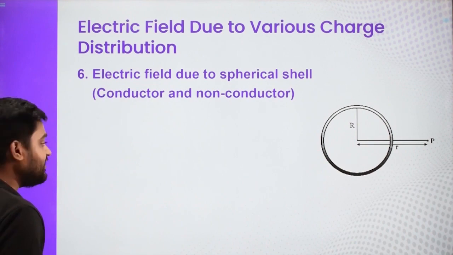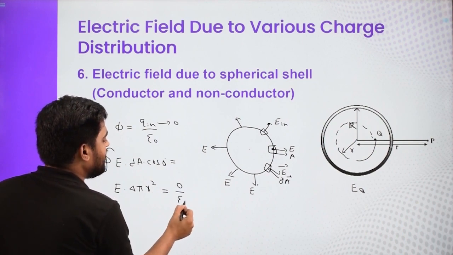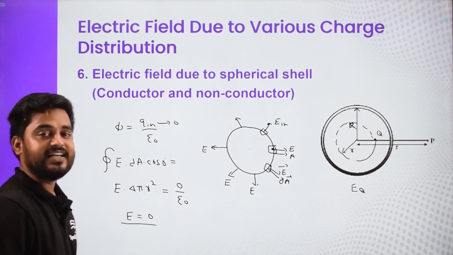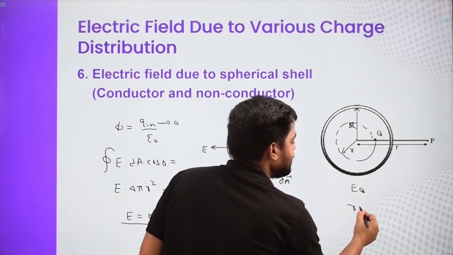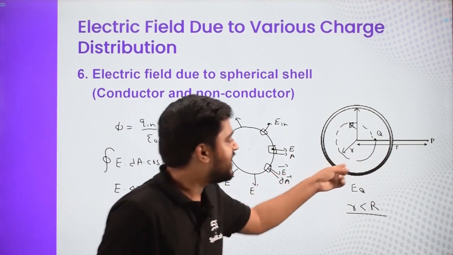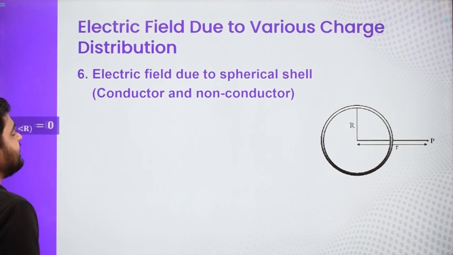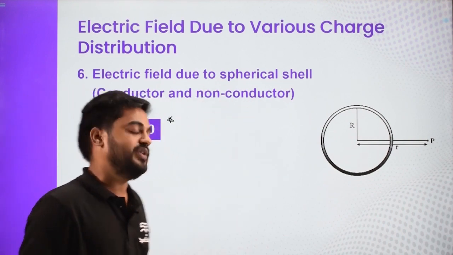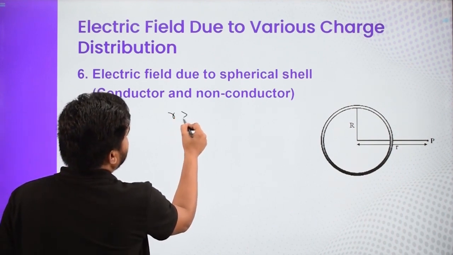So eventually we will say that in this case the Q in is 0, and 0 upon epsilon naught, so E has to be 0. So E comes to be 0. So the electric field inside a spherical shell at any point, given that small r is less than the radius, then with Gaussian law we can say the charge inside the spherical Gaussian surface is going to be 0, and due to that our electric field will be 0. So we will be saying that the electric field inside a spherical shell, whether conductor or non-conductor, is going to be 0 only.